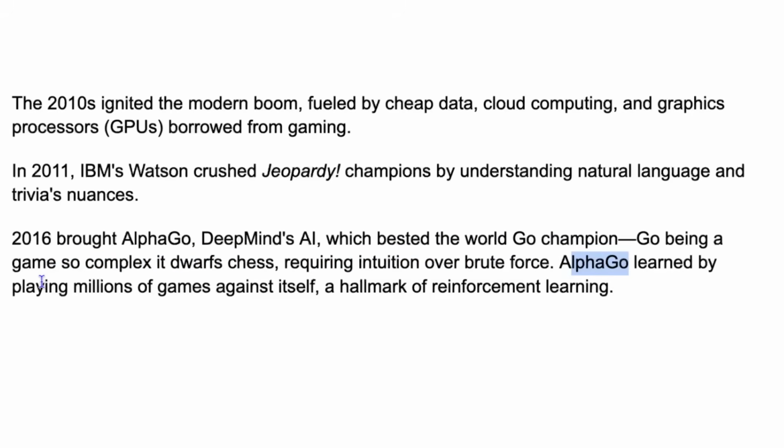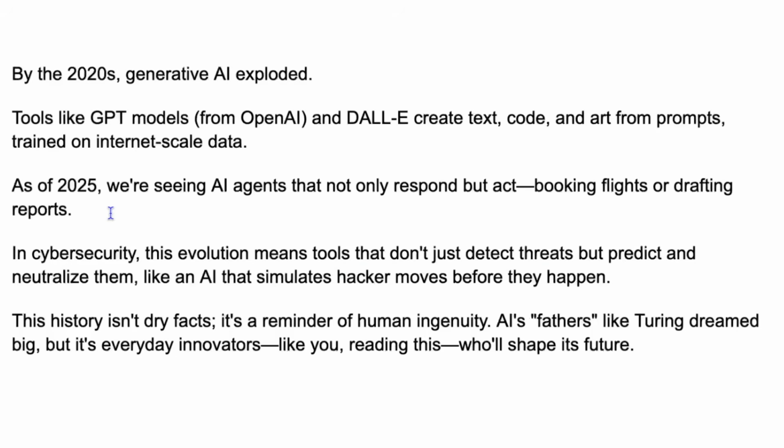AlphaGo learned by playing millions of games against itself, which was a hallmark of reinforcement learning. It was one of the key developments of AI learning from its own data, iterating over countless iterations of a specific task. And by the 2020s, generative AI exploded.